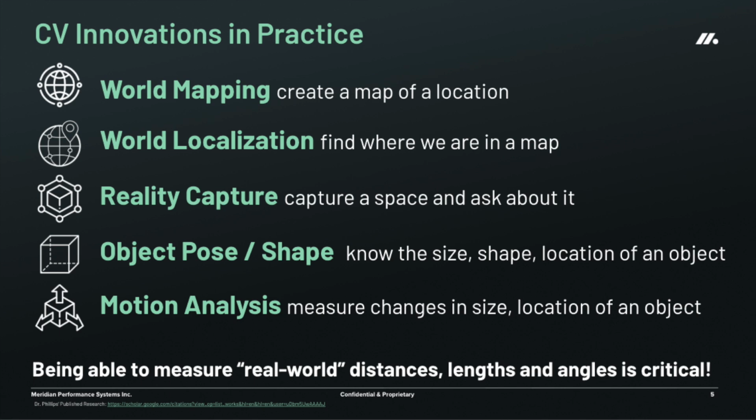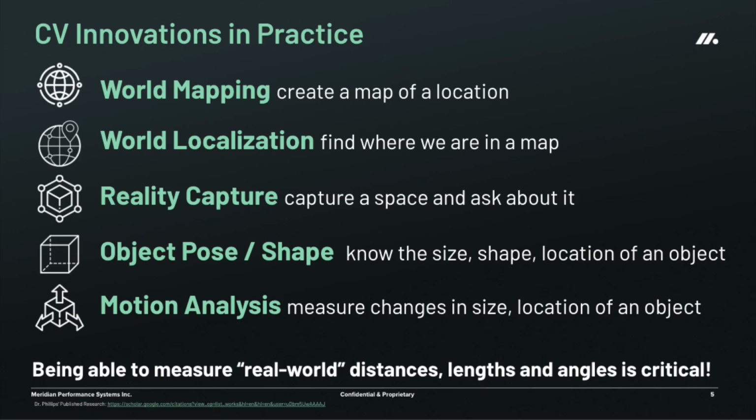But first off, what are these levels? At the base, we have world mapping. This is just creating a map of a location. Once you have that, the next level is, where am I within the map? And I, in a sense, could be a human. It could be a robot. It could be a car. Anything that moves, really. And together, if you start adding elements, enriching that map, enriching your perception of the world, that leads to reality capture. That is the ability to capture everything in the space and ask questions.